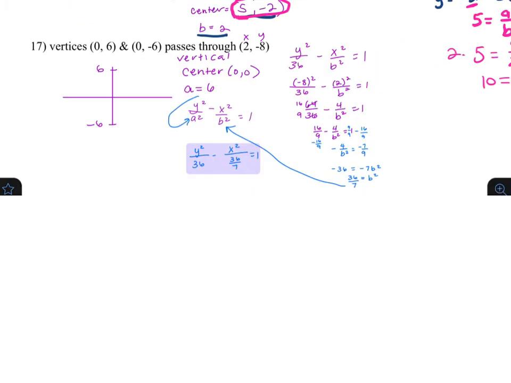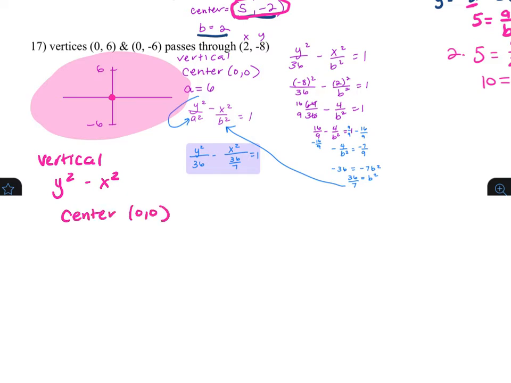All right, so 17 says vertices of 0, 6, and 0, negative 6. So that's like in this picture, that's the first thing that I drew. I draw my little coordinate grid, and I would say, okay, vertices 0, 6 is up on the y-axis, 0, negative 6 is down on the y-axis. So this tells me this is vertical, which means it's a y squared minus an x squared. It also tells me that my center point is halfway between them. So my center is 0, 0. So from there, I can already start with my y squared minus my x squared equals 1.